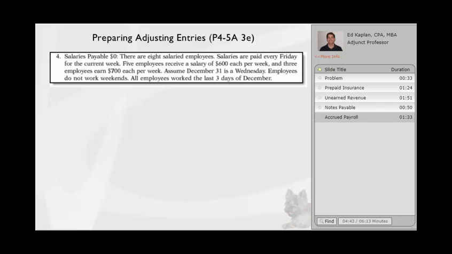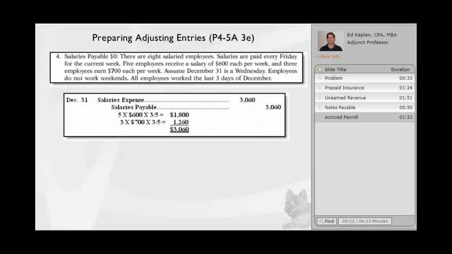The company has salaries payable of 0 written on its balance sheet, but it has 8 salaried employees. Salaries are paid every Friday for the current week. 5 employees receive a salary of $600 per week, and 3 employees earn $700 each per week. Assume December 31st is a Wednesday. Employees do not work weekends. All employees work the last 3 days of December.